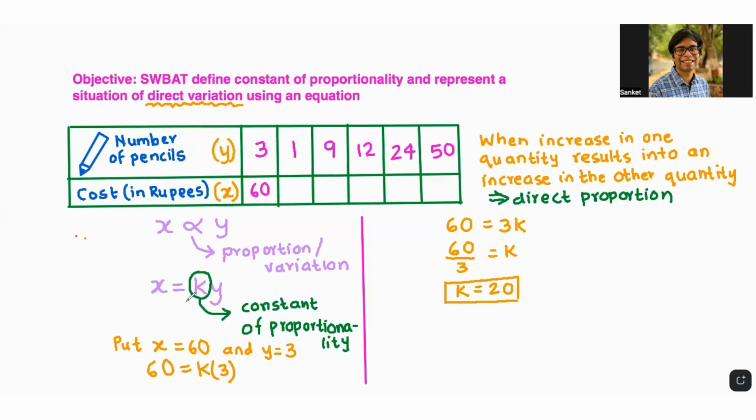So my equation, this equation of variation is going to become x is equal to 20 times y. Now I know the constant of proportionality. So if you give me any value of y, I'm going to be able to find the value of x. So let us try. This is my equation of variation now. Since I found the value of constant of proportionality, that is k, now I know that x is equal to 20y. So here my next value of y is 1.